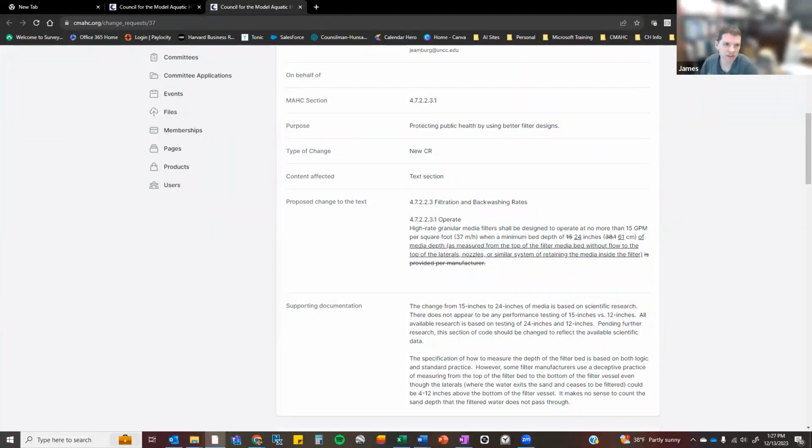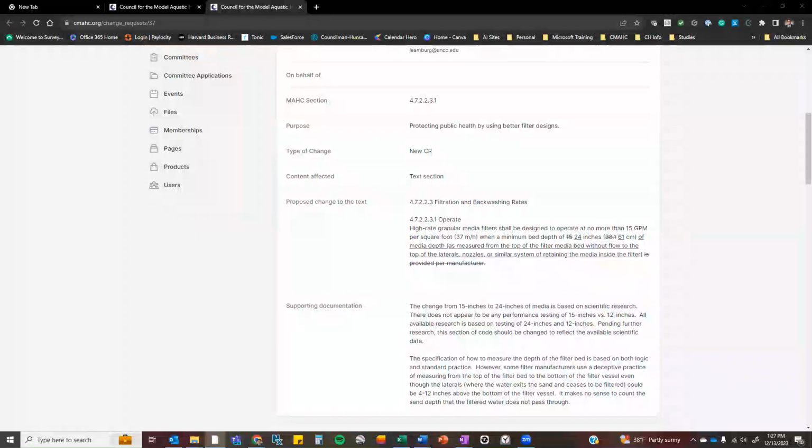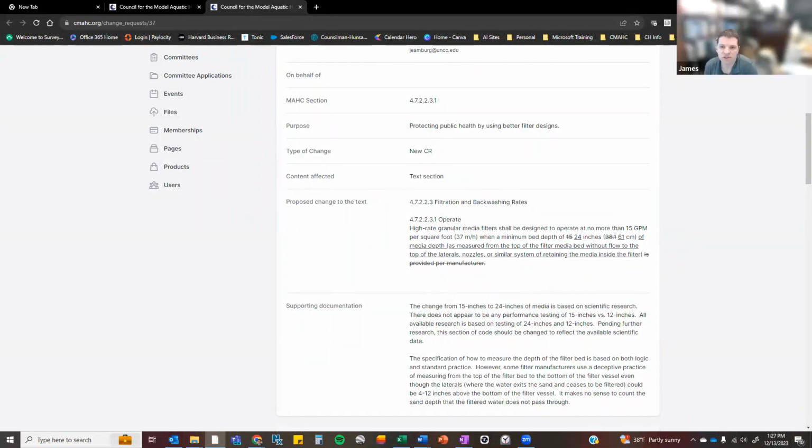Has anybody got that pulled up? I'm looking right now. Yeah. Because this says you can operate at no more than 15 when you have 24 inches of media. I think the other option is no more than 12 if you have less than 15 or something. So it's just trying to make this so that it can eventually work, because there's really no benefit to 15 inches versus 12, but there would be a benefit to 24 versus 12.